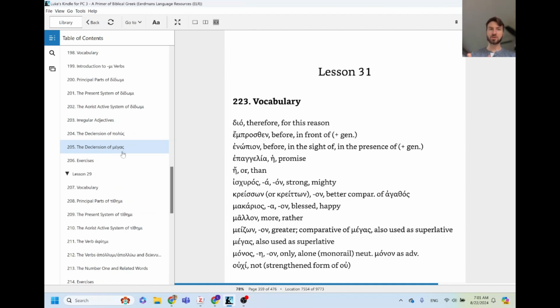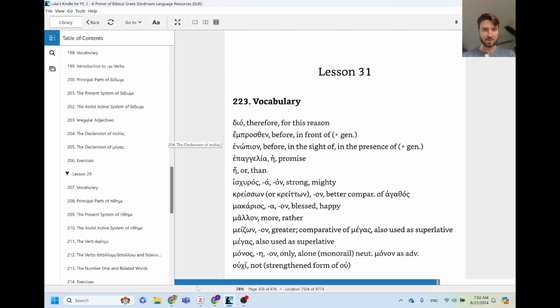If you learn these three forms, you should be able to recognize basically any mi verb that you come across, because many of the mi verbs are actually compounds of these, like paradidomi. Didomi means to give, paradidomi means to hand over. Okay, we are going to talk about mi verbs.